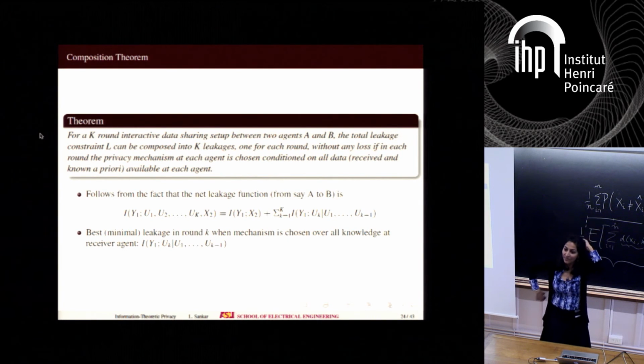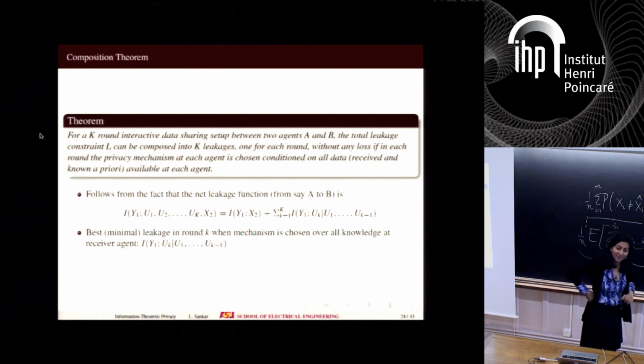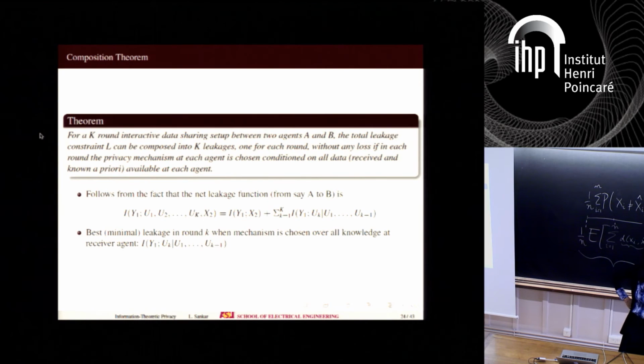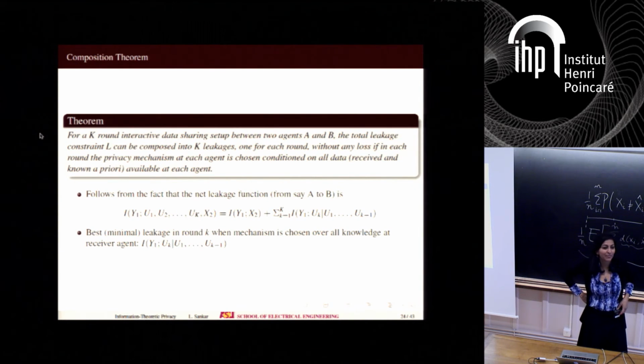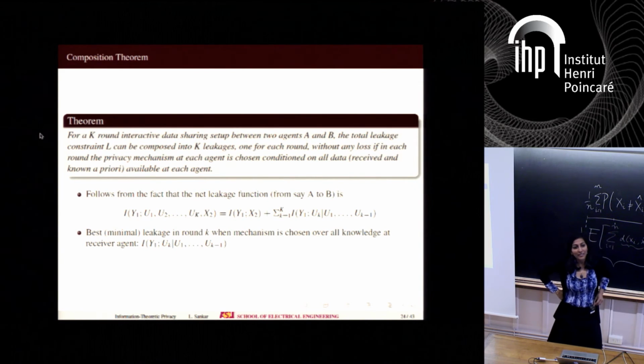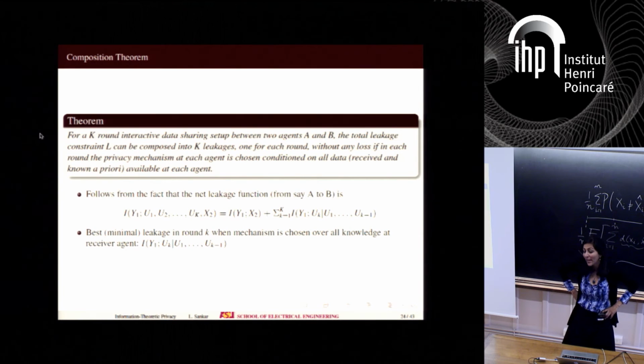Correct. So this means that you cannot design your mechanism ahead of time, because you have to see what happens. Yes. But statistically, the mechanism can solve some complicated optimization. Yeah, if that is the case, unless it's solvable analytically.